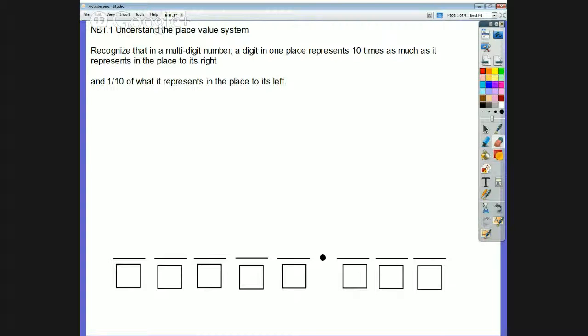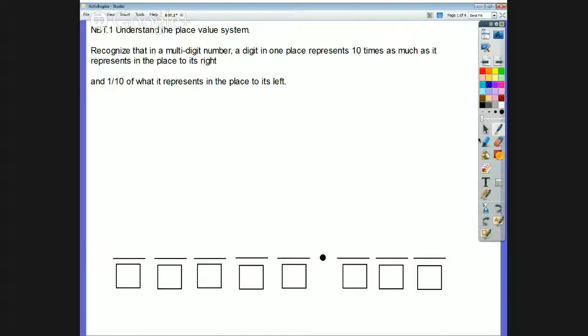I know we talked about NBT.1, understanding the place value system, at the end of class the other day, but I wanted to reiterate some things so that we can discuss them further in class the next time. First of all, let's review the place value system according to the individual places.